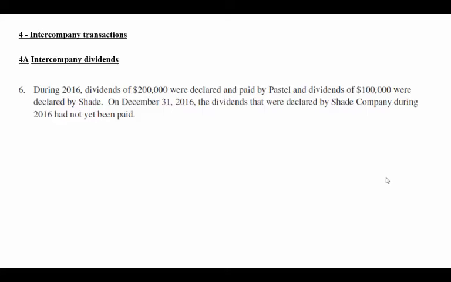So first of all, we do not need to worry about those dividends that Pastel declared. Those dividends would have gone to Pastel's shareholders, nothing to do with an intercompany transaction between parent and sub. These $100,000 in dividends is what we are concerned about, current year dividends declared by Shade. Now remember, when Shade declared those dividends, only 90% went to parent, so $90,000. The other 10% went to NICSHI. Now NICSHI is a third party, and so that part of the transaction we don't need to worry about eliminating.